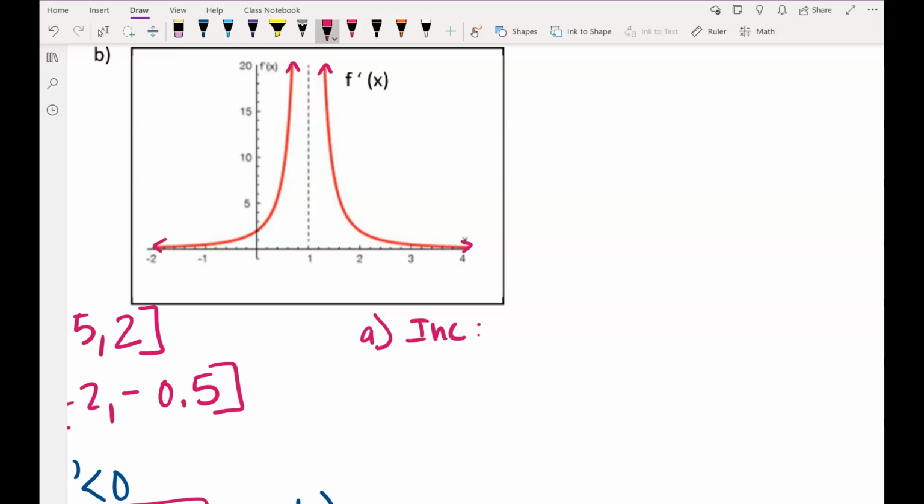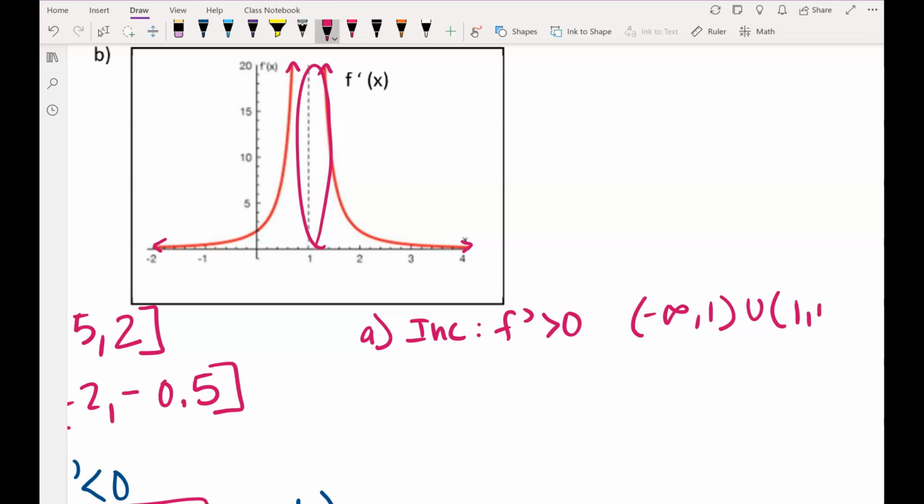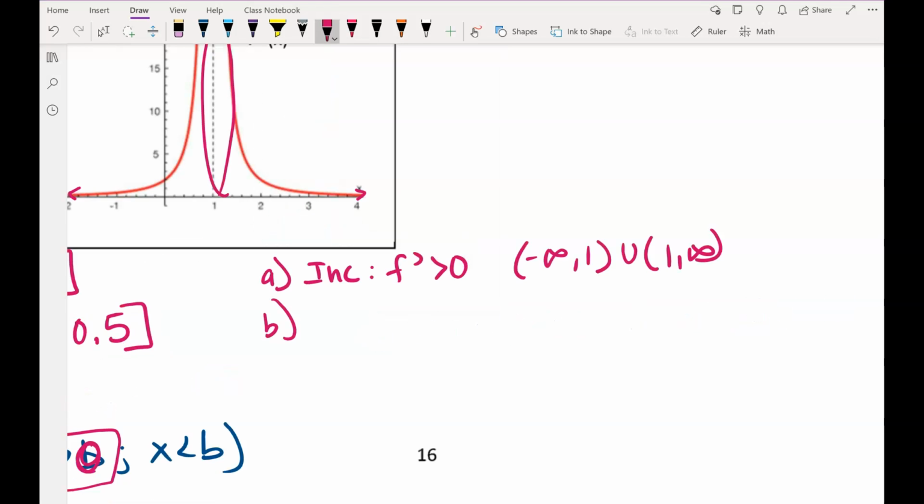Increasing interval is when f prime is going to be positive. Well, looks like the entire thing is positive, except that there's a gap right there. So the increasing interval is going to be from negative infinity, take a break at 1, and then union that with 1 to infinity. And then decreasing, students, decreasing is when the derivative is negative. In this case, because all of it is already in increasing, we just don't have any. So NA, or nothing left, for decreasing.